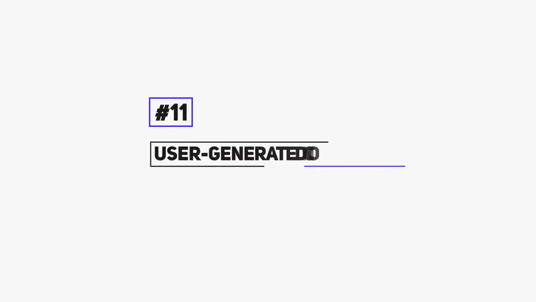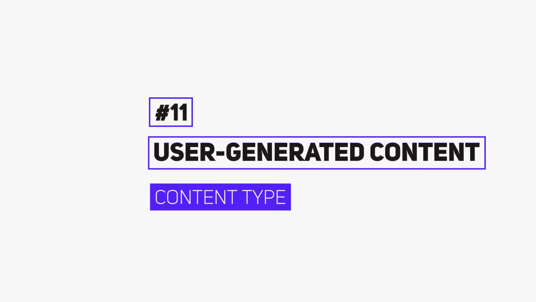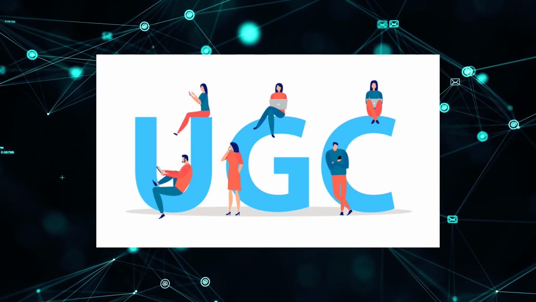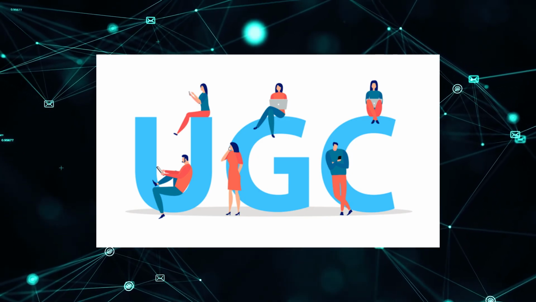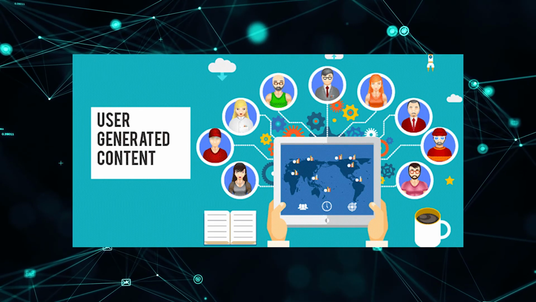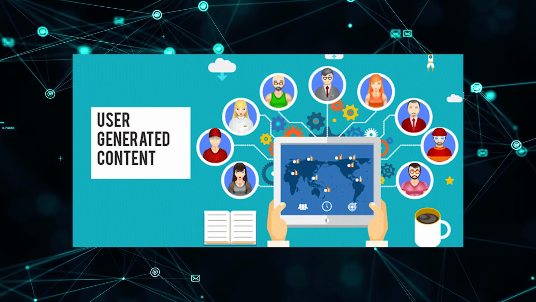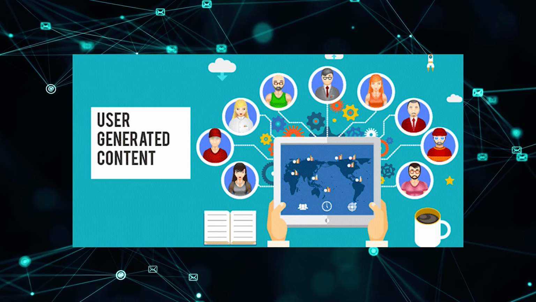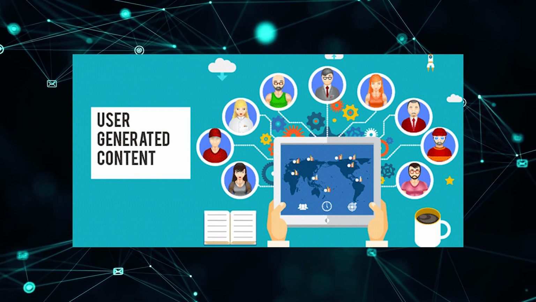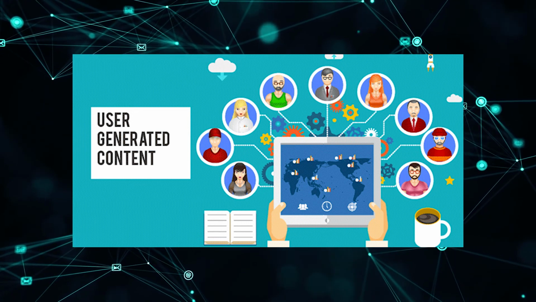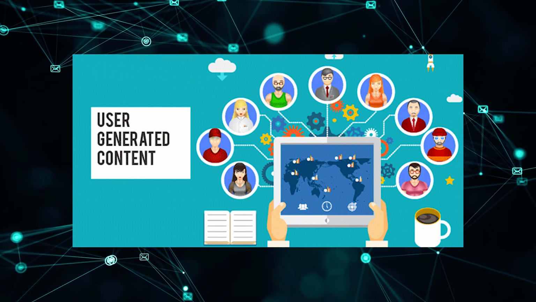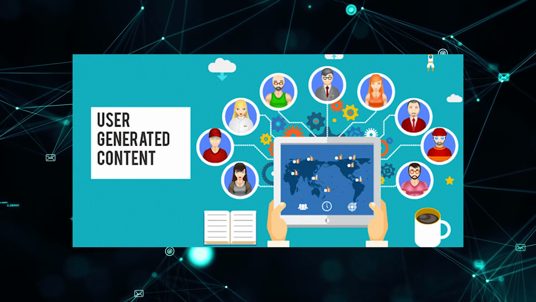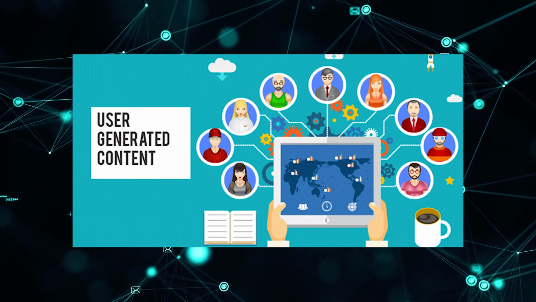Number 11. User-generated content. UGC is content that's created by your audience. This can take the form of blog posts, social media posts, videos, and more. When it comes to UGC, the key is to encourage your audience to create content. You can do this by providing them with a platform to share their thoughts. You can also encourage your audience to create content by providing contests or giveaways. For example, I've run a few contests on my YouTube channel and blog as well.